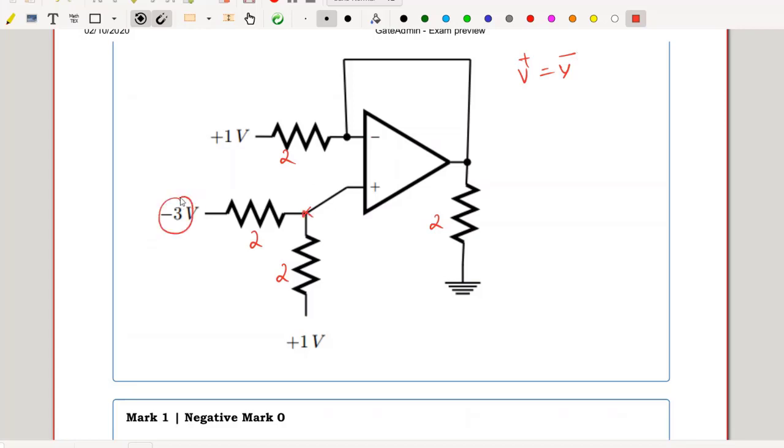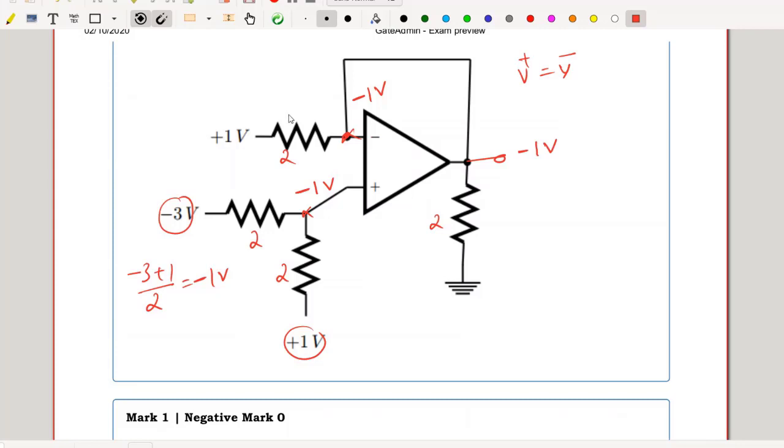I have two sources, minus 3 and plus 1, which divide equally between the resistors. So (minus 3 plus 1) divided by 2, minus 2 by 2, minus 1 volt. So V plus equals minus 1 volt with respect to ground. That demands a V minus of minus 1 volt with respect to ground. These two nodes are connected together, so my output is also minus 1 volt with respect to ground.